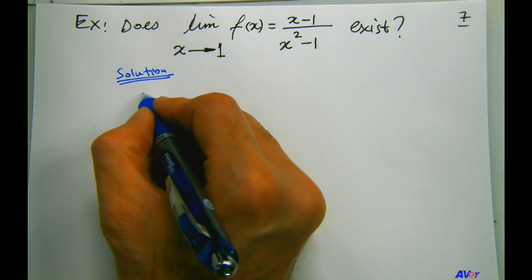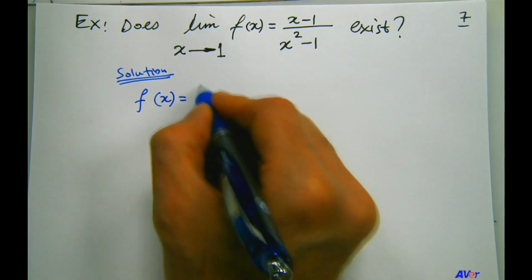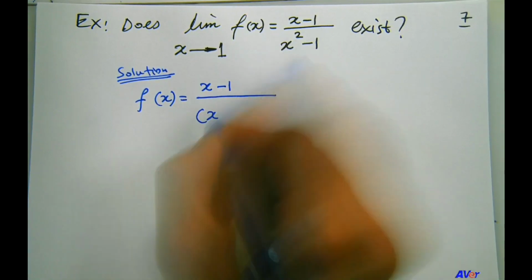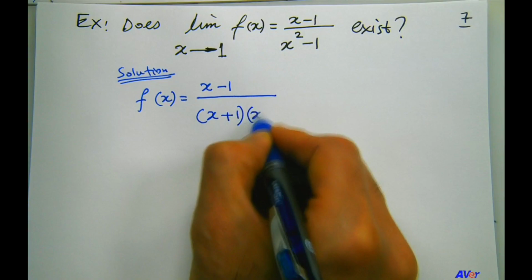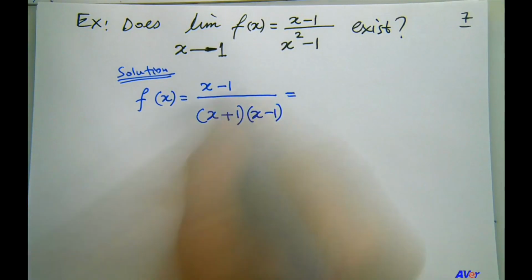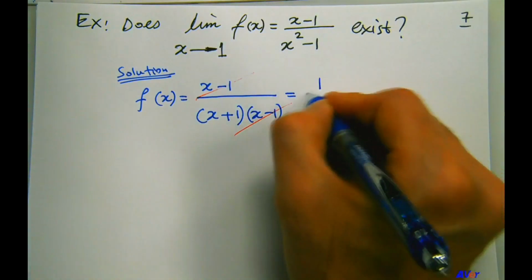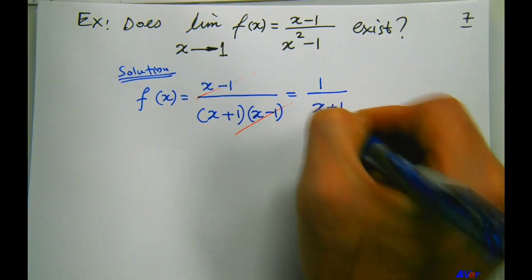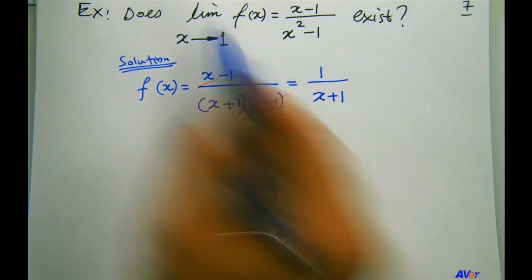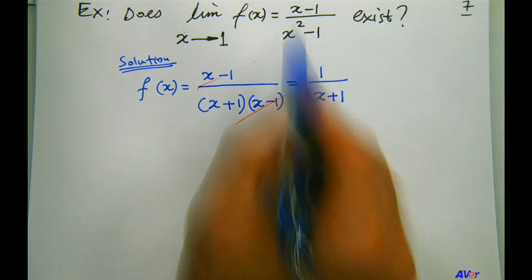So first, let's factor the denominator. f of x is equal to x minus 1 divided by, we can factor this, right? x plus 1 times x minus 1. So this x minus 1 and this x minus 1 cancel each other out. We get 1 over x plus 1, right? So we can ask this question with this, because after simplifying, this reduces to this.